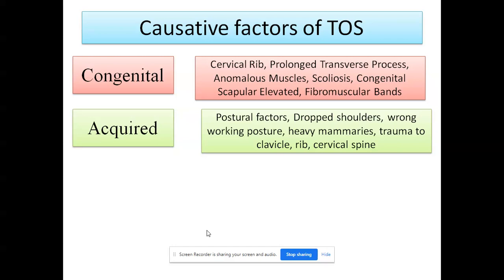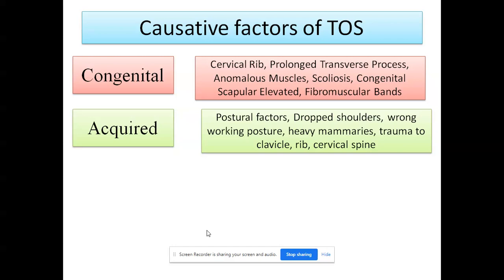Dropped shoulder. This is seen usually in the weakness of the deltoid and rotator cuff muscle. This can further lead to decrease in the interscalene triangle space, thus causing TOS symptom. Wrong working posture. Let it be your overhead activity or let it be work on the laptop. Any wrong posture maintained for a longer duration of time can cause a reduction in the interscalene triangle, also costoclavicular space reduction, which can lead to TOS symptom.